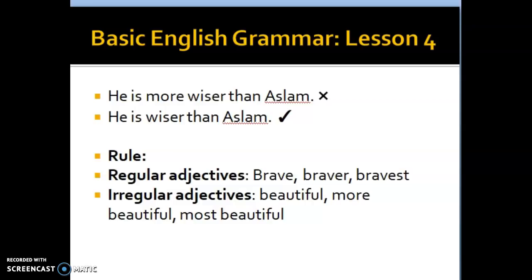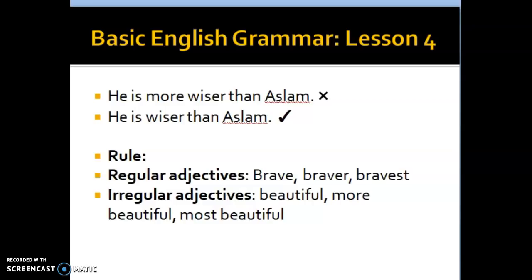Like beautiful. Beautiful is an irregular adjective. So we don't say beautifuler or beautifulest. Rather we say more beautiful and most beautiful. So there is a difference between regular and irregular adjectives. Now you can't make any adjective regular or irregular by your own choice. You have to follow the rules.